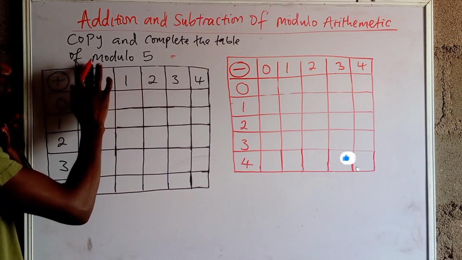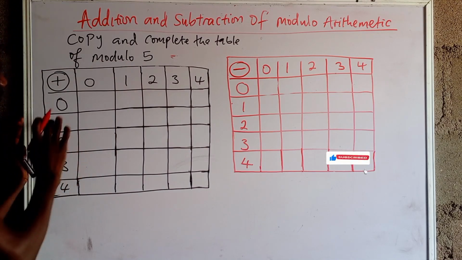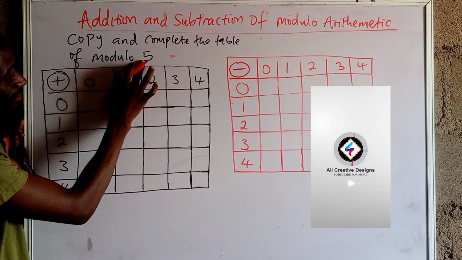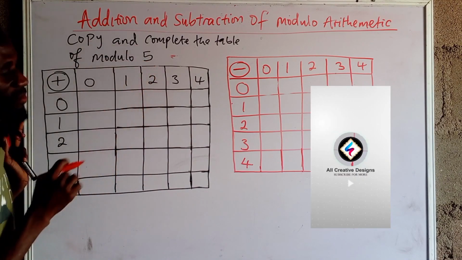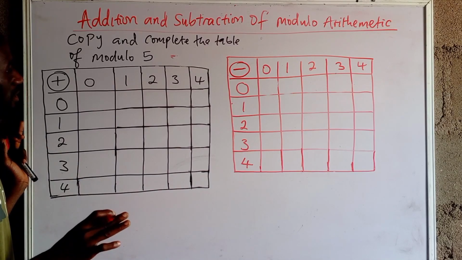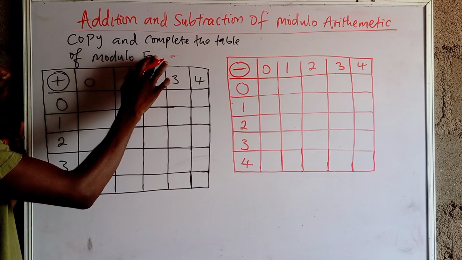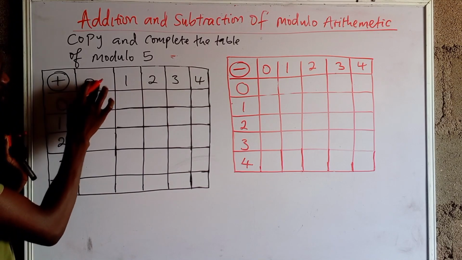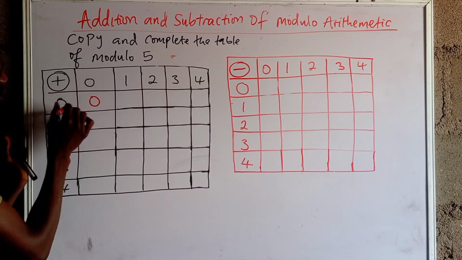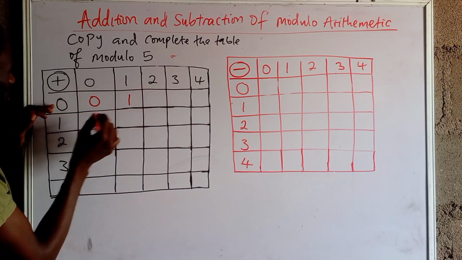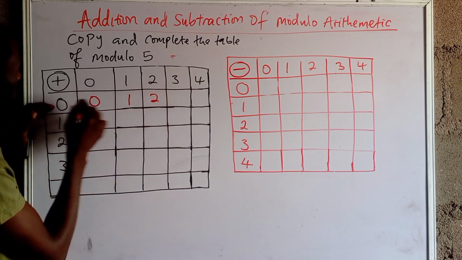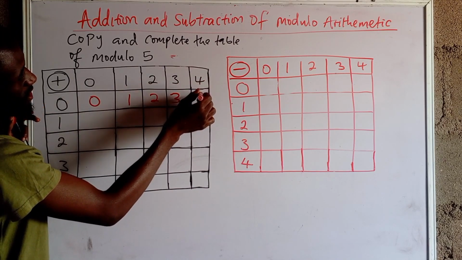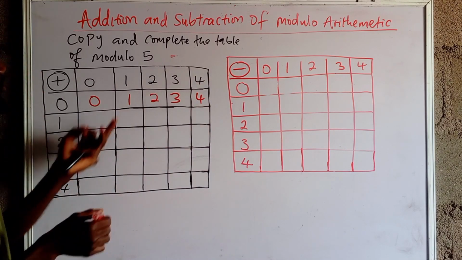Since this question has a first column and a second column, we are going to keep adding the numbers, and every number we find here must not exceed 5, because the question is given in modulo 5. Therefore, no number will exceed or reach 5 here. Okay, then we can keep adding: 0 plus 0 is 0, 0 plus 1 is 1, 0 plus 2 is 2, 0 plus 3 is 3, 0 plus 4 is 4, because 4 is not up to 5.